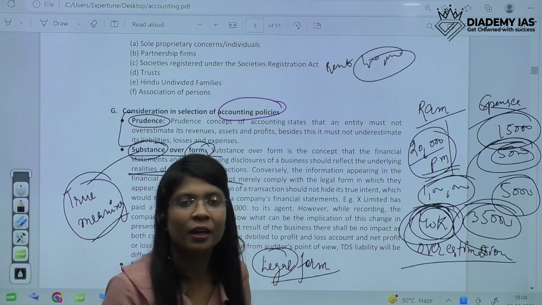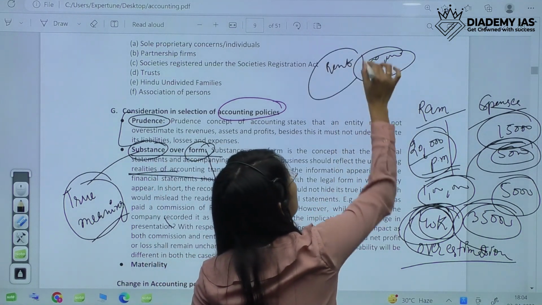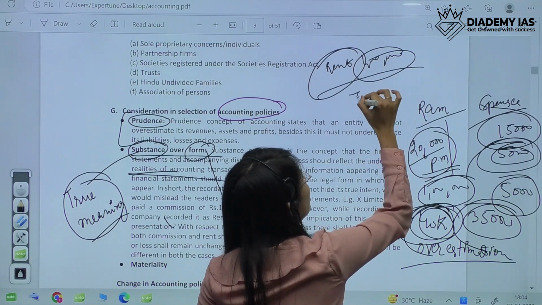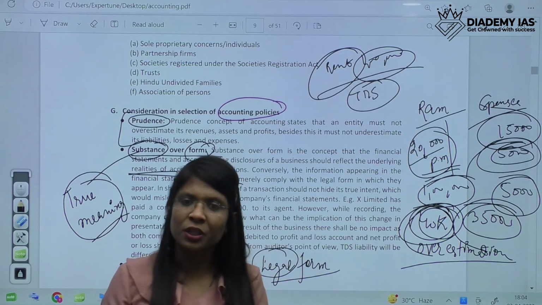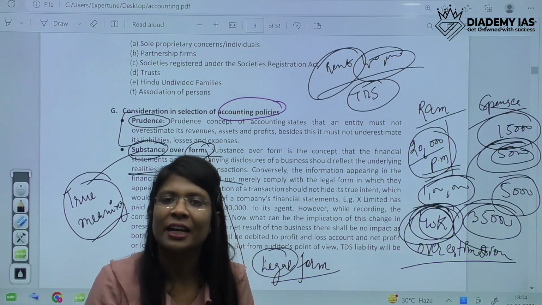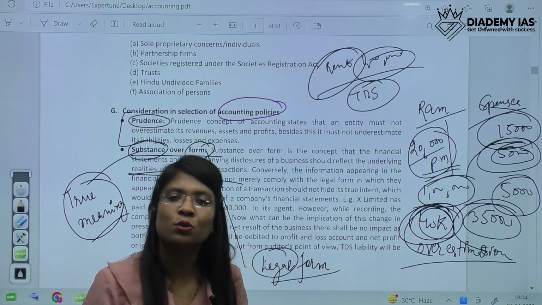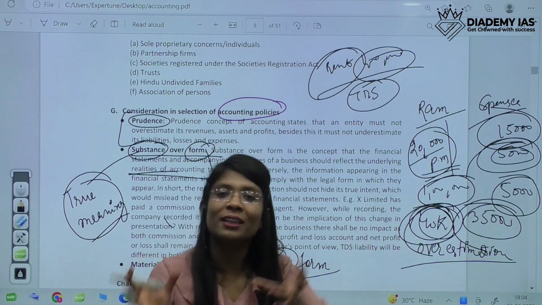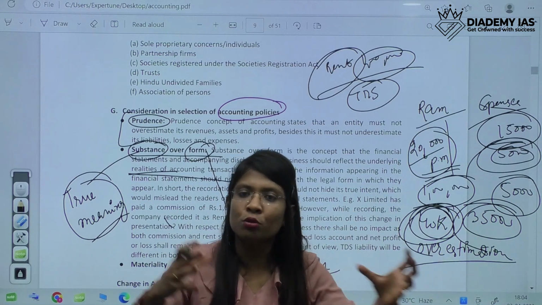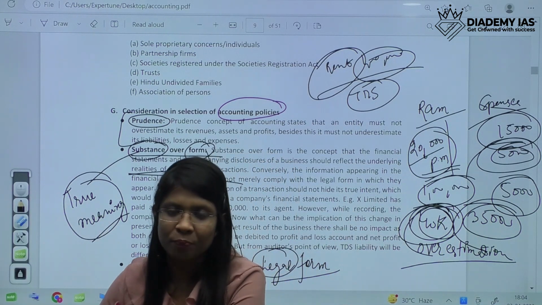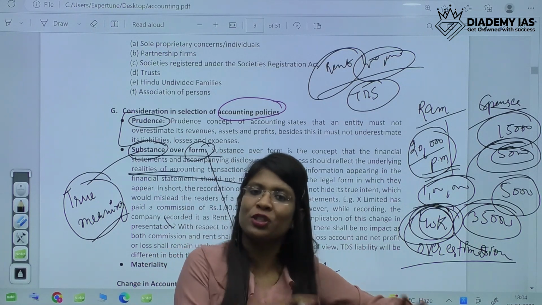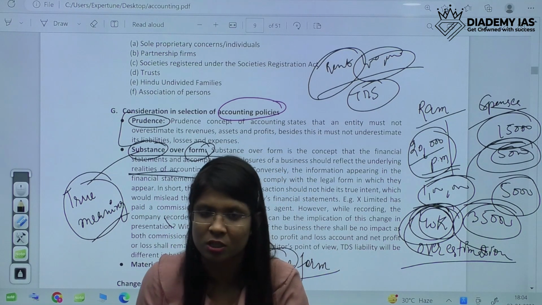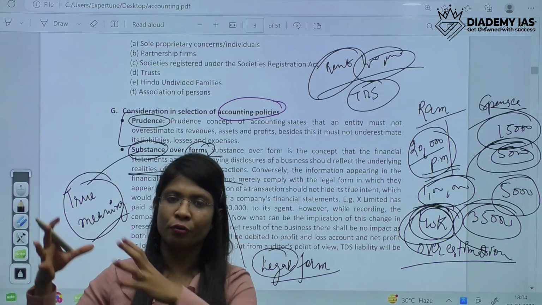And why does it have to be done? Because in rent, in 1 lakh amount, there will be no TDS liability. But if it is the case of commission, then there will be TDS liability. TDS is tax deducted at source. So this is just an example that there could be other liabilities also when you show the expense under some other name. So not just for the legal compliances, the true picture has to be shown to the users. So that is substance over form.